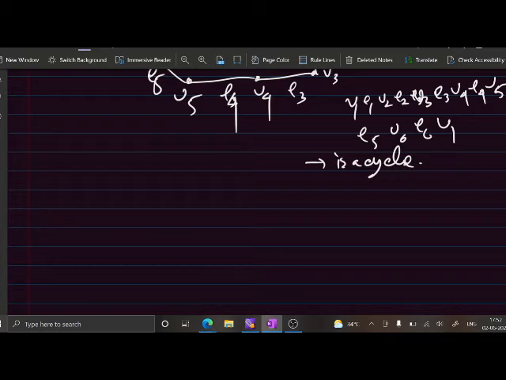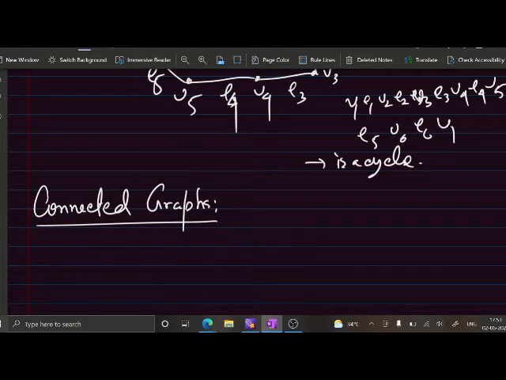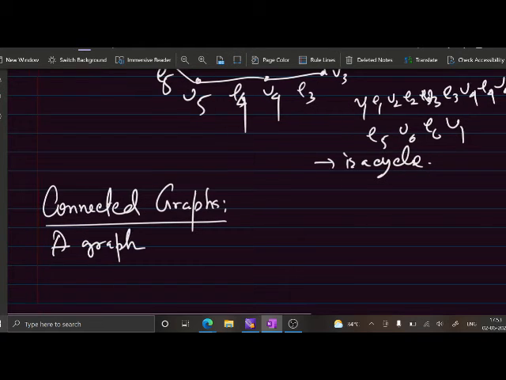Now it's time to define what it means by a connected graph. So what is the intuitive idea of connected graphs? What I feel is that if you take any two vertices, then they can be connected through some walk, right? So this is the definition of a connected graph.